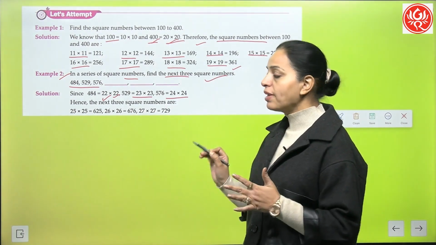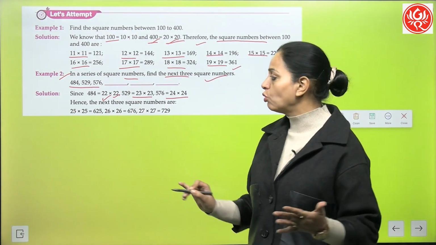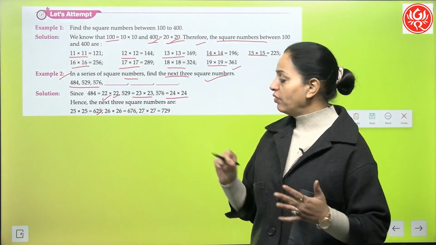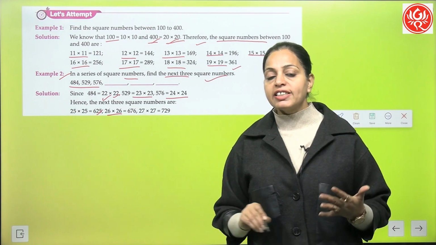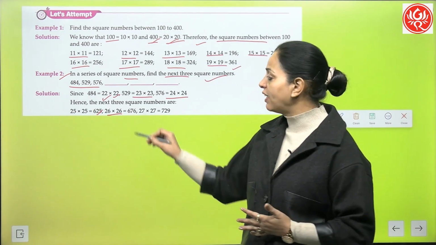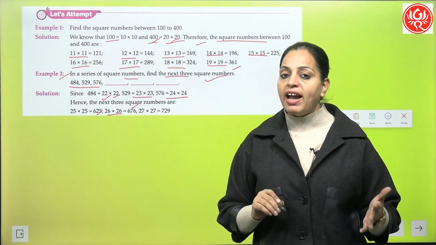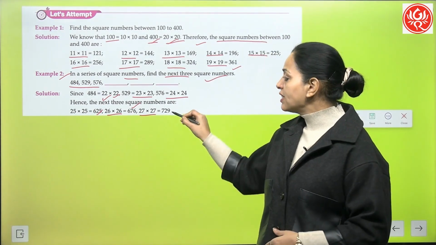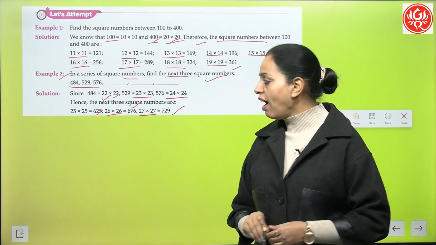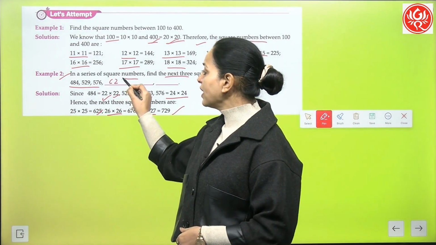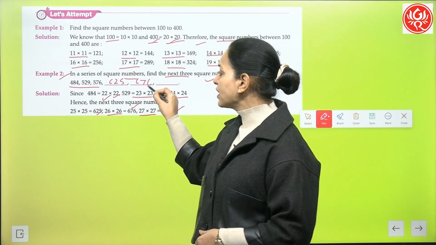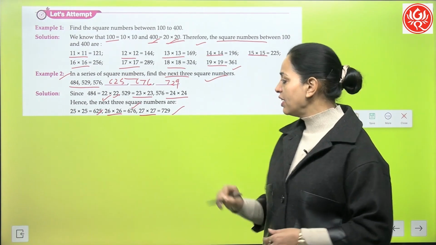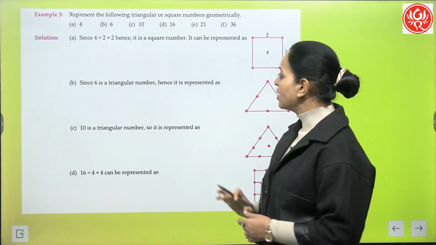So what will be the next number? 25 into 25 means 625. The next number 26 into 26 means 676. And the next number 27 into 27 means 729. So what we are getting: 625, 676 and 729. So I hope this is clear to you.